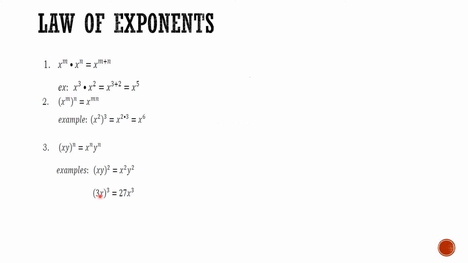Another one, quantity 3x raised to the third power. Distribute 3 to each variable inside the parenthesis. So 3 raised to 3, that is equal to 27. And then x raised to 3, that is x cubed. So it's equal to 27x cubed.